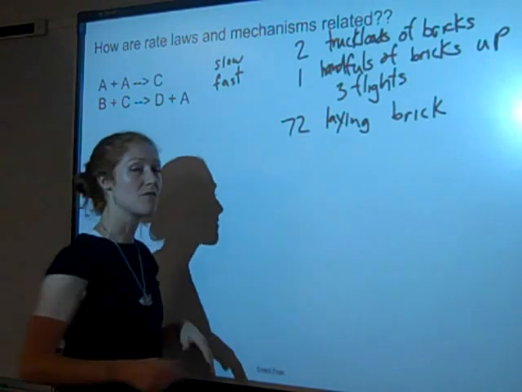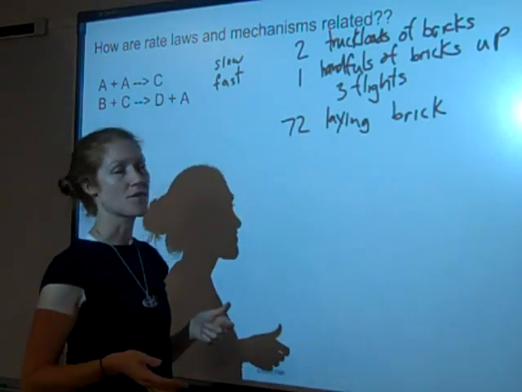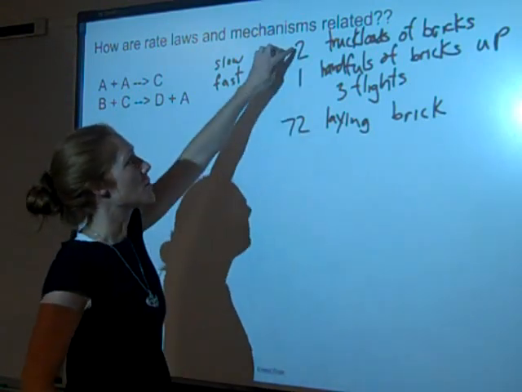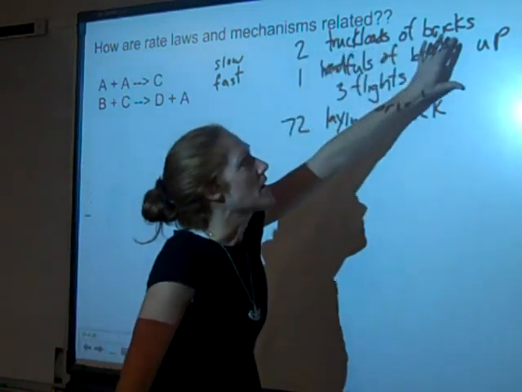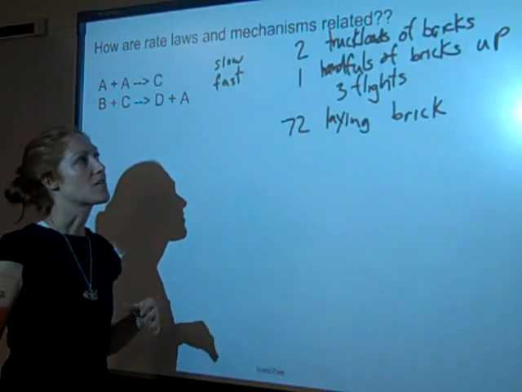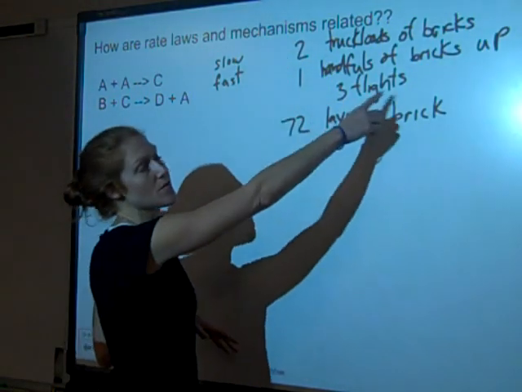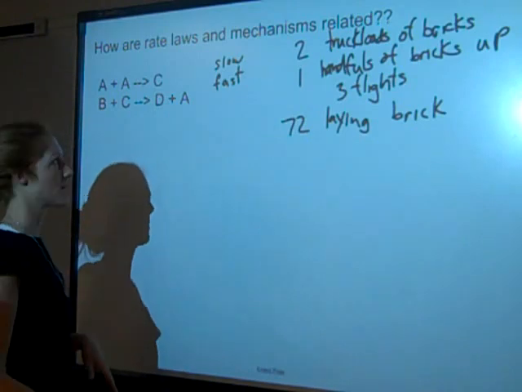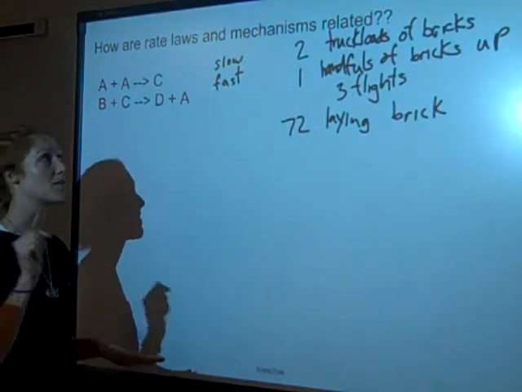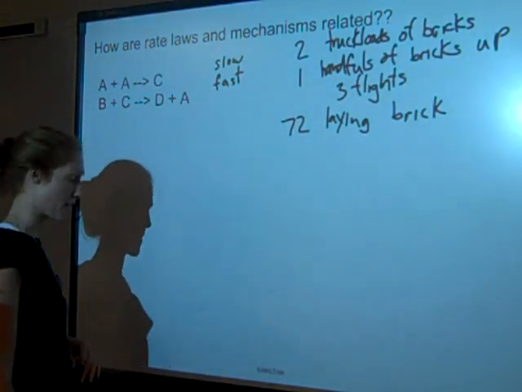And then, meanwhile, these 72 kids can't lay brick any faster than they're arriving. So this step gets backed up, this step is waiting. This is the slow step. The rate at which the wall is built is going to be equal to the rate at which this one student can carry handfuls of bricks up 3 flights of stairs. So that's why we care about the slow step. The slow step determines the rate of the reaction.